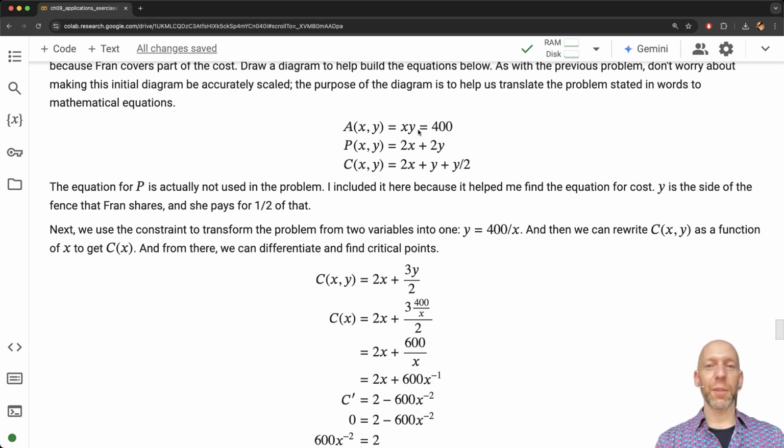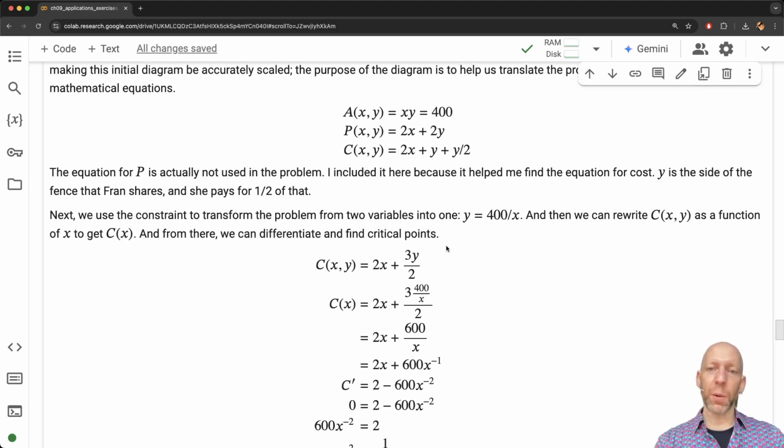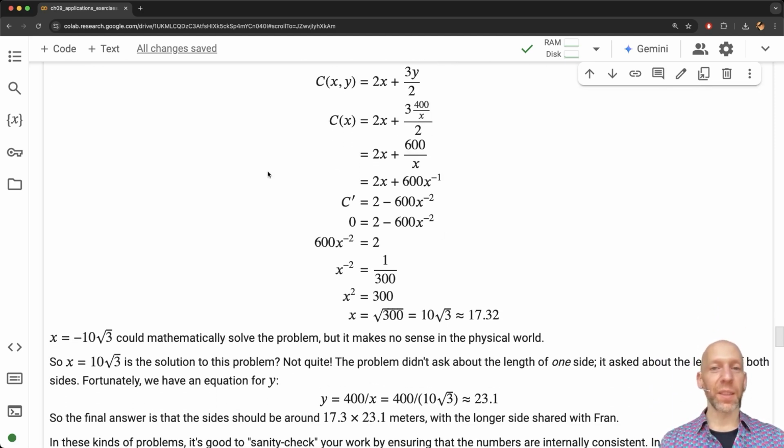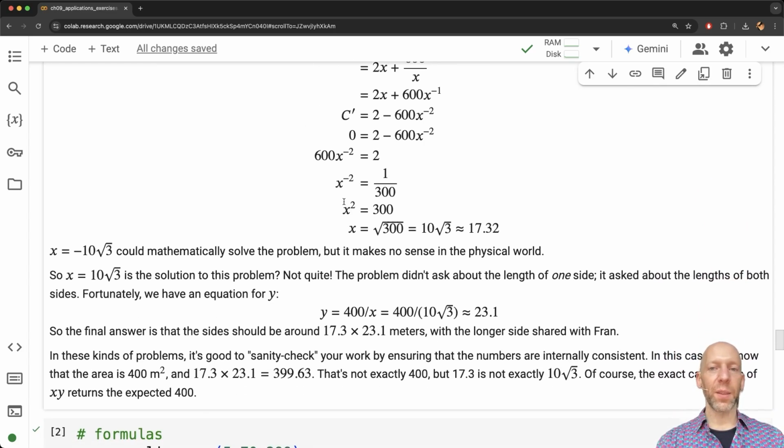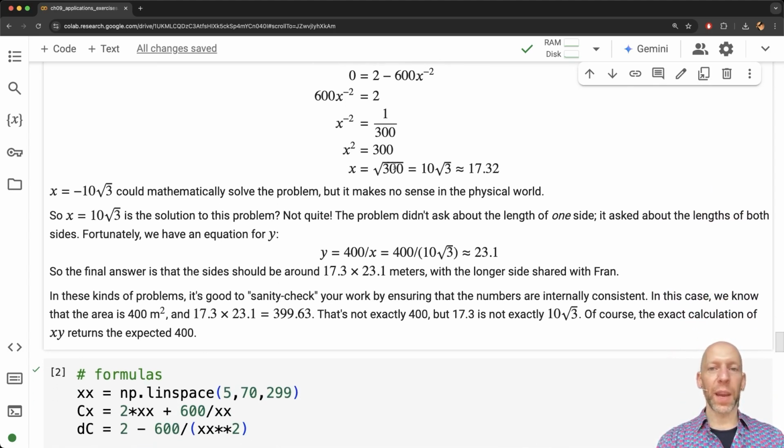Once you have defined this function, we actually do need the area formula to give us a constraint to solve for y in terms of x. That's as simple as setting y equals 400 divided by x, and that is what I describe here. Now, once you have that, the calculus is pretty straightforward. You just have to differentiate c and then solve for x. In this case, we get two solutions, minus 10 times the square root of 3 and plus 10 times the square root of 3 for x. Obviously, the negative solution does not make sense in the real world, so we easily discard it.